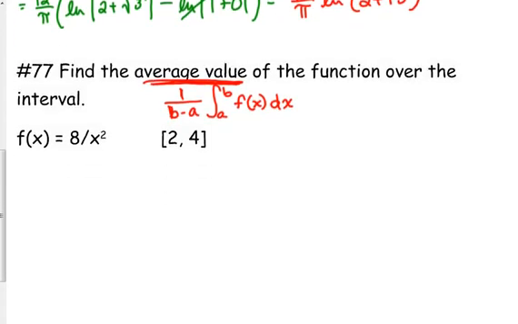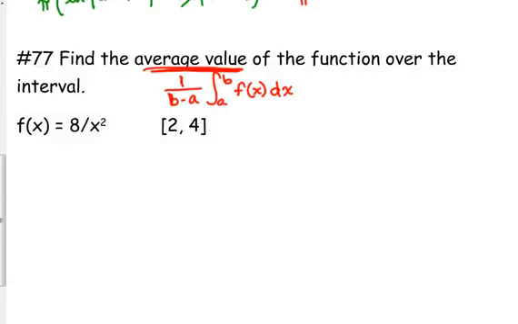Okay. So average value, when you see average value, that's 1 over b minus a times the integral from a to b of your function. So, for this function, 8 over x squared, we're going to have to integrate, so I'm going to go ahead and write that as 8x to the negative 2. So average value, we have 1 over b minus a times the integral. I'm going to go ahead and pull the 8 out from a to b of the function.